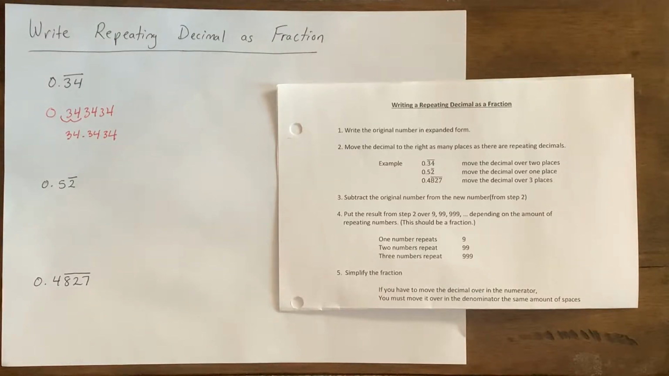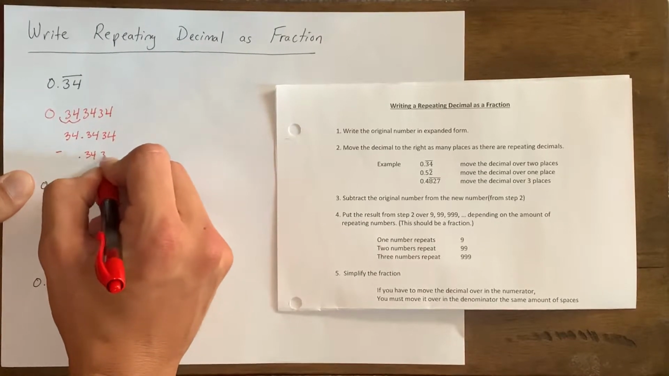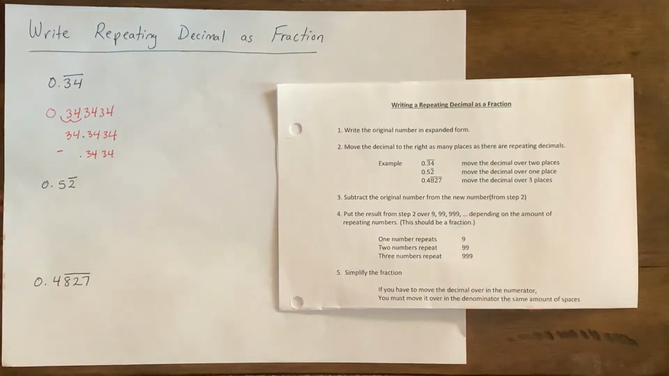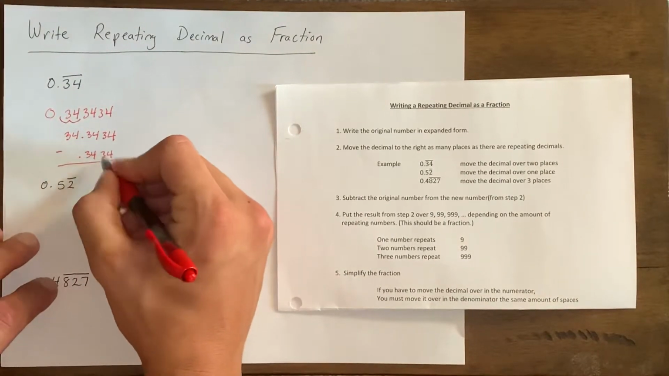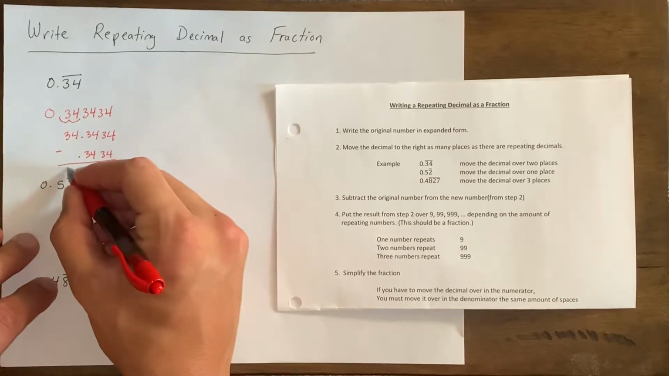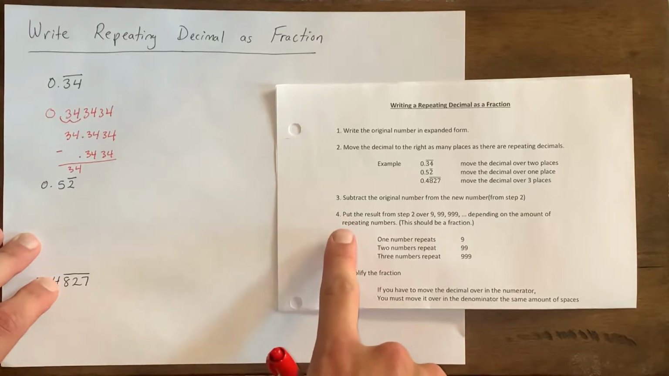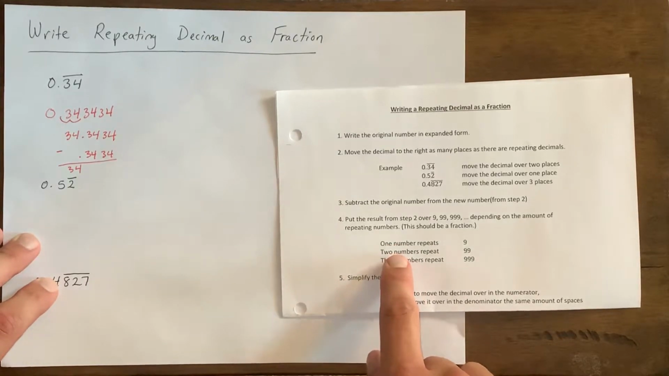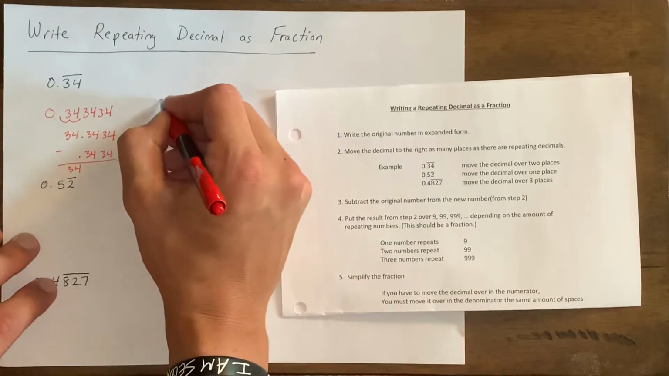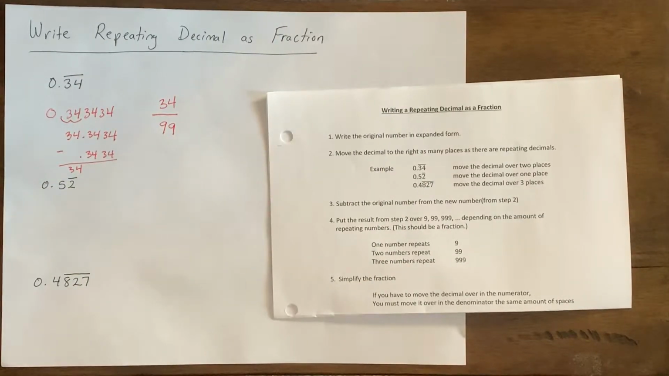34.3434 repeating. Now I subtract 0.3434, and I know that goes on and on forever. That's going to give me 0, 0, 0, 0, and then this is 34. Now I have my result. It says put the result over 9, 99, or 999, and since 2 numbers repeated, our denominator is going to be 99. So we have 34 over 99 as our answer there.